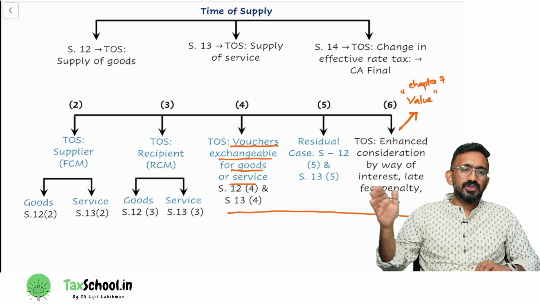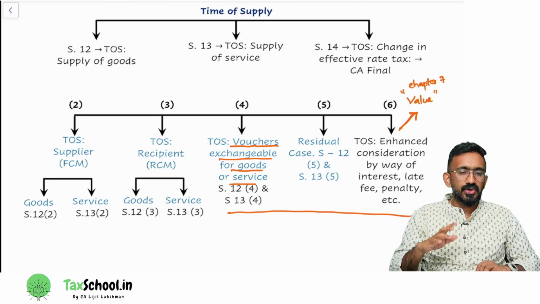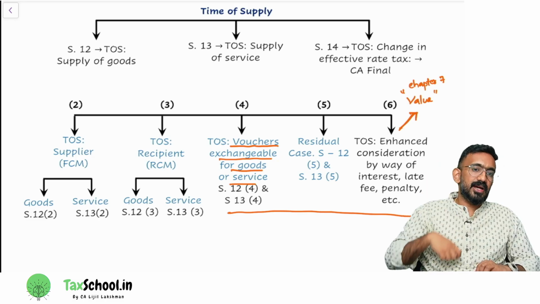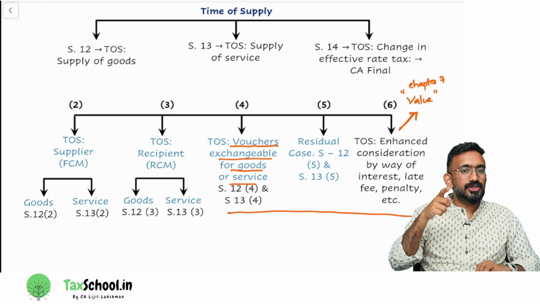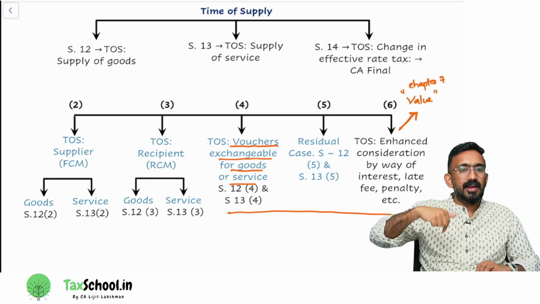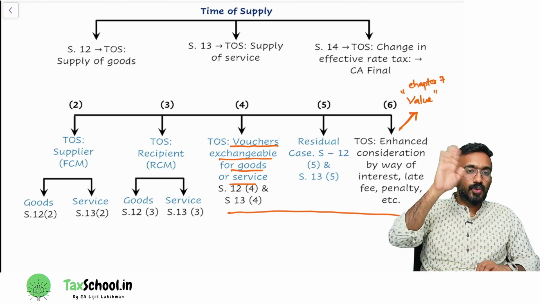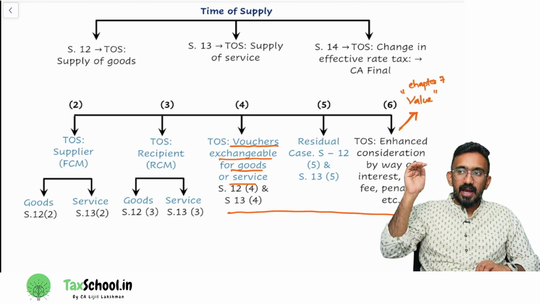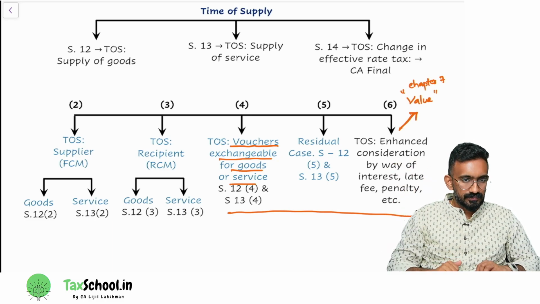The subsection structure is also the same under 12 and 13. Subsection 2 of section 12 talks about the supplier, how he will determine the time of supply. So 12.2 is for the supplier of goods and 13.2 is for the supplier of services. Similarly, subsection 3 in sections 12 and 13 will help the recipient determine the time of supply. A recipient of goods paying taxes under RCM will apply 12.3 and a recipient of services will apply 13.3.